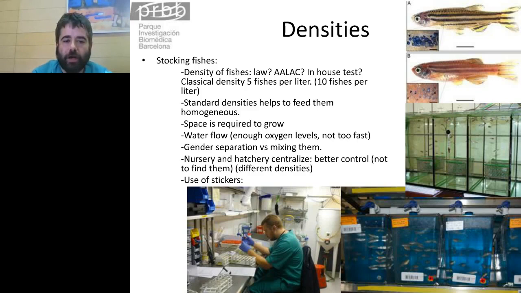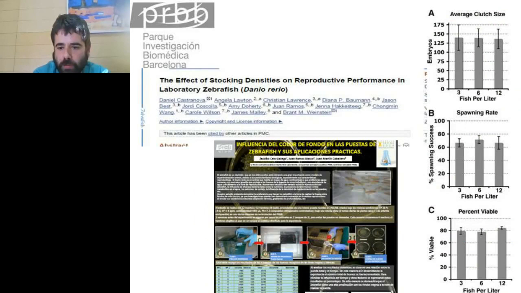And in our case, we have centralized all the nursery and hatchery tanks. So this tank has a proper different density and needs more control than the adult ones. This way we have more control of the tanks. To know which kind of tank we have, we are using different kinds of stickers. So these are samples of which kind of trials we have done to set up different husbandry items.